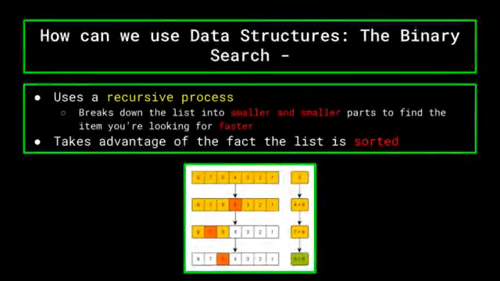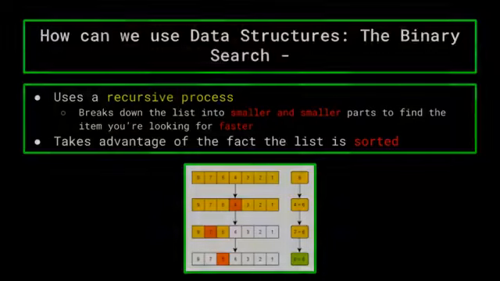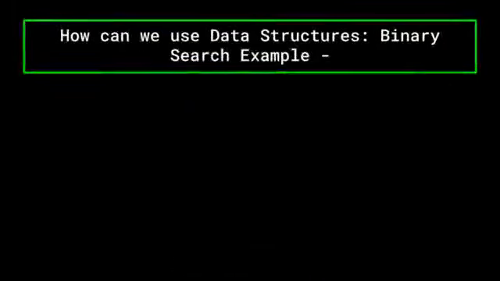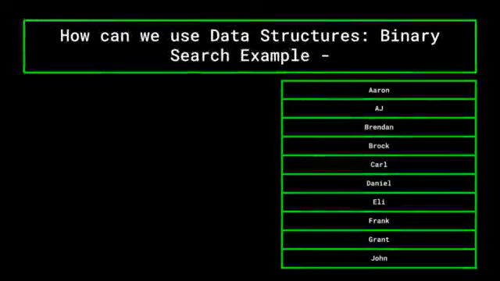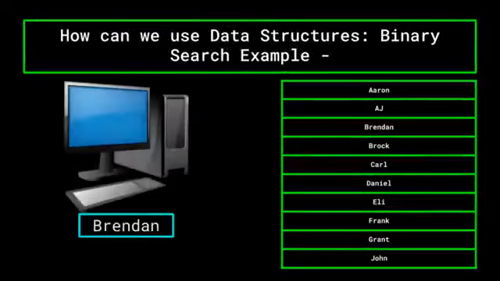The binary search uses a recursive process to break the data in your list down into more and more manageable bites, taking advantage of the fact that it's sorted in order to find the item you're looking for faster. This one is much harder to wrap your head around, so let's start with an example. Let's say you have a list of 10 names sorted alphabetically, like shown on the screen now, and you wanted to find your name within that list.